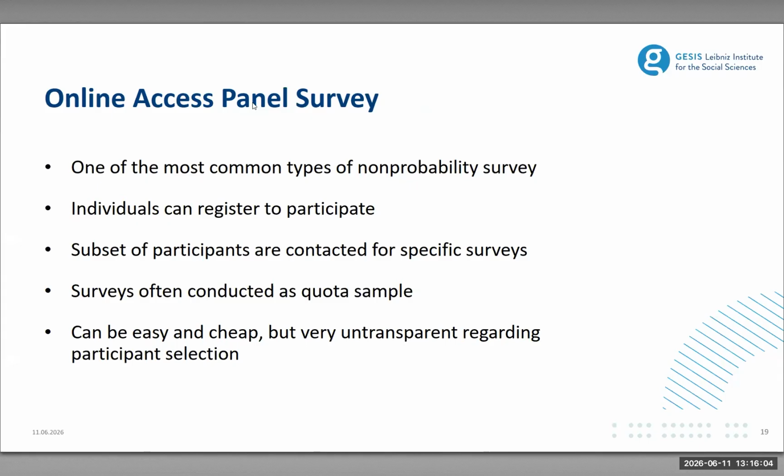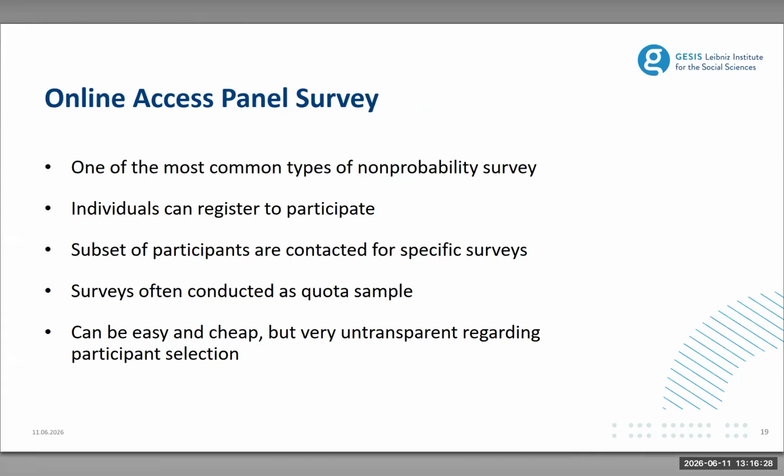Getting closer to the online access panel, this is a really common way of conducting non-probability surveys, and there are some great agencies that you probably know. Here, individuals get some advertisement, they can register to participate, and then once in a while or regularly get invitations to surveys that people are conducting.